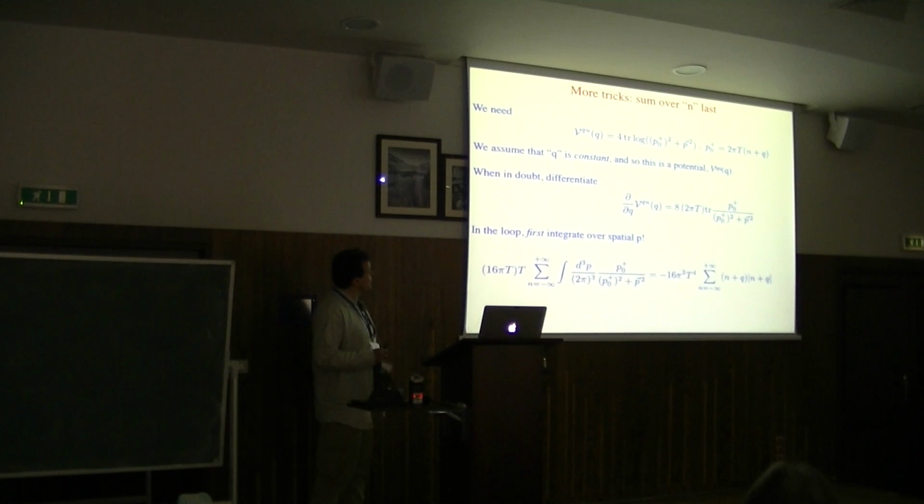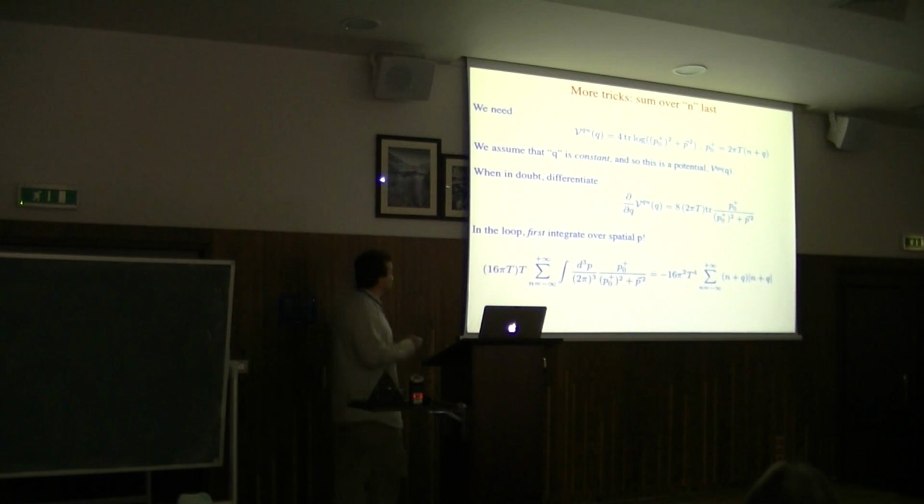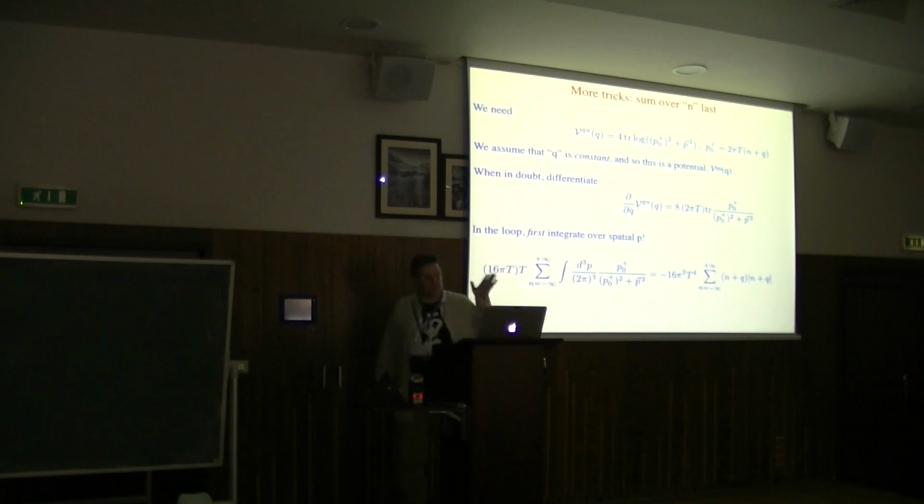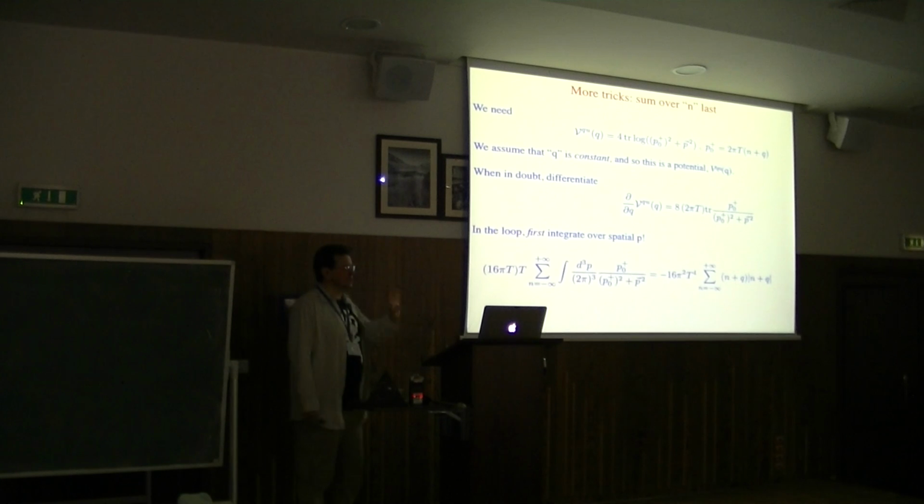So I can then work out, very simply, what this potential is. It's just a trace log, and it looks exactly like a free particle, except the energies, excuse me, are shifted by this vector q. Okay, so let me assume that this q is a constant, because then it's really easy to work out.